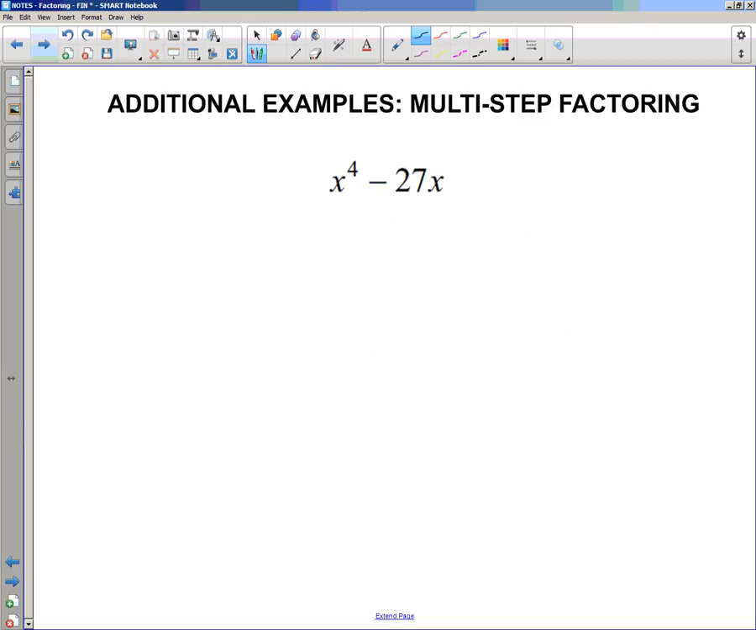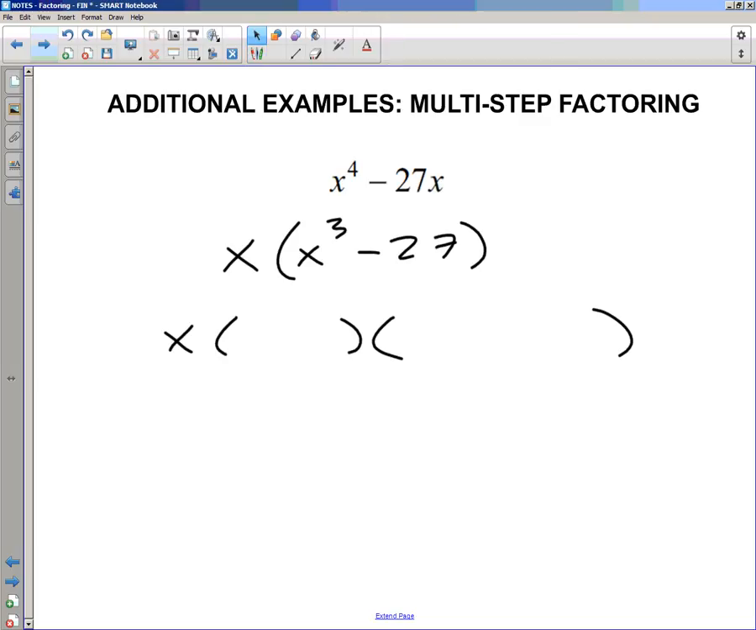All right, we got x to the 4th minus 27x. Definitely x's in both of those terms. So let's pull out an x. It's going to leave us x cubed minus 27. And that is a difference of cubes. So leaving the x out in front, let's go ahead and set ourselves up to factor that difference of cubes.